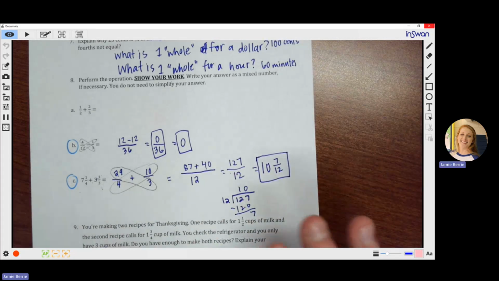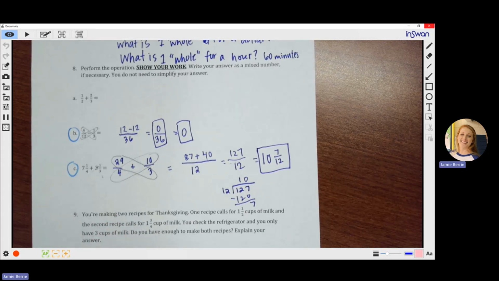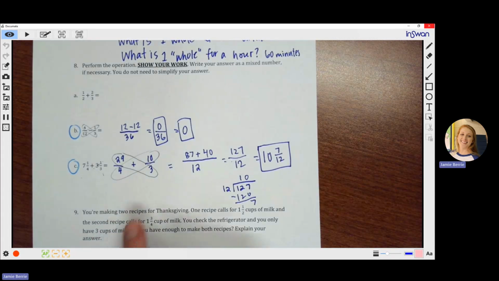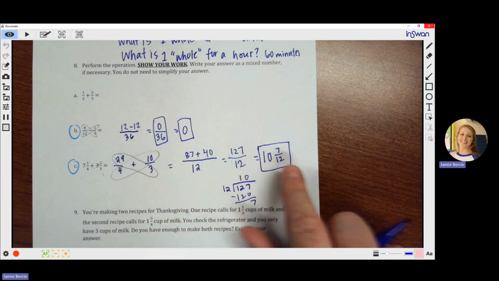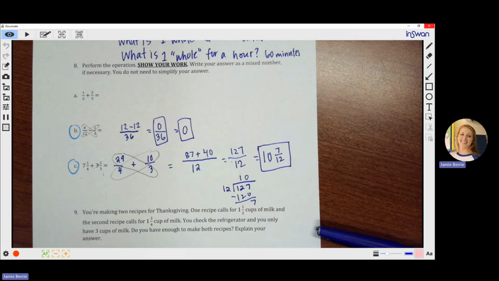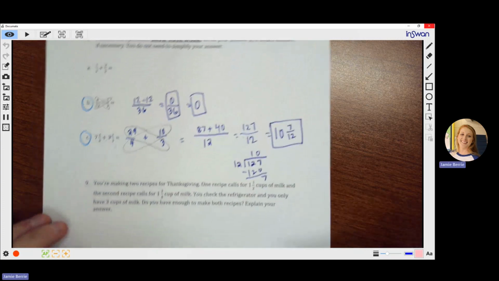All right, so this is the amount of work that I want shown for the test. It doesn't have to be anything super detailed. You don't have to tell me like, oh, I'm using the butterfly method here. Just as long as I can tell that you're not using a calculator and that you are working this out by hand, then that's what I'm wanting to see.